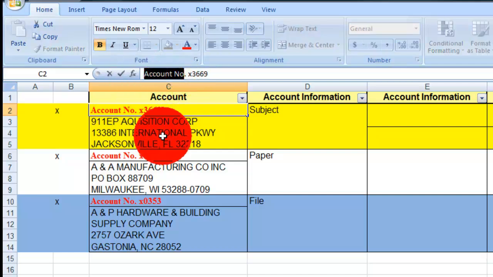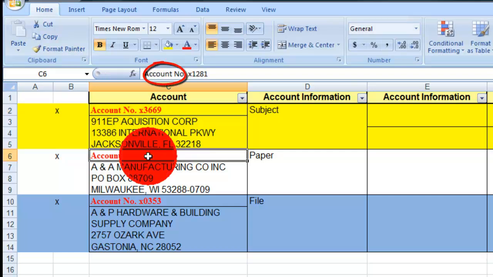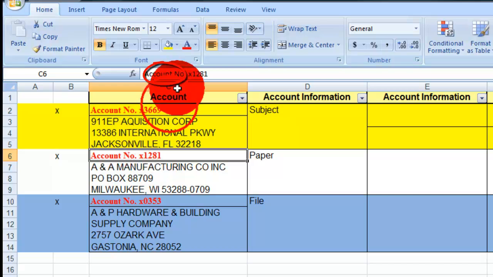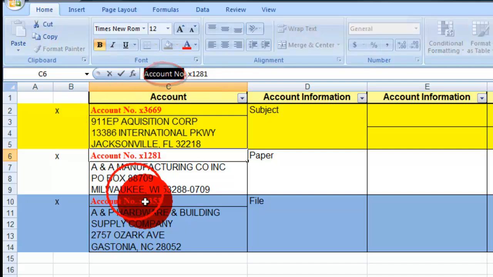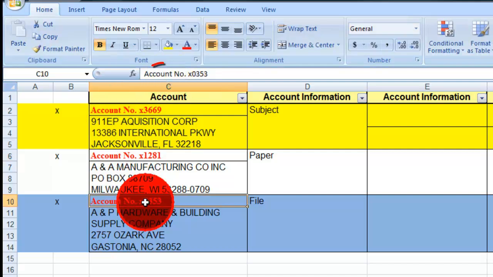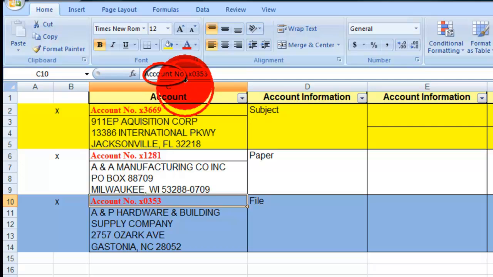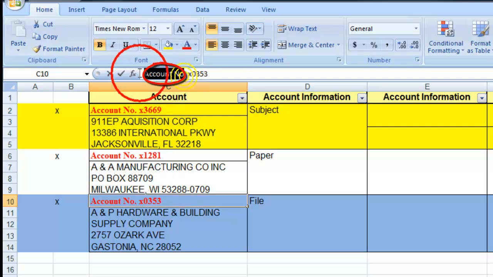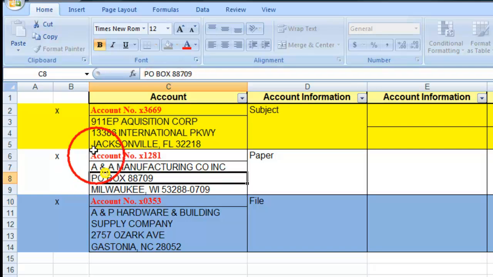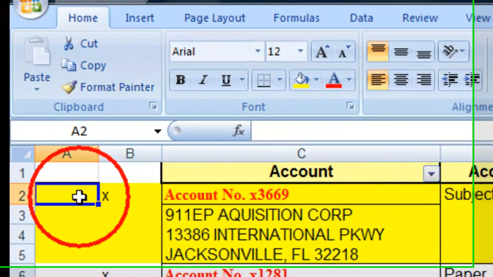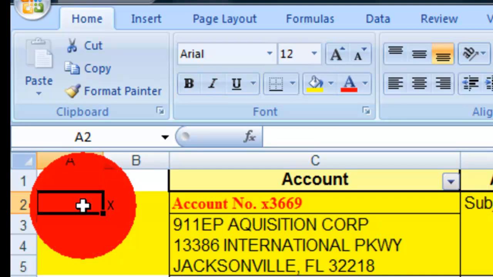Account number 2 also has the left 10 characters "account numbers" when it starts, which is in cell C6. And account number 3 also has the left 10 characters "account numbers" when it starts, and in this case it is cell C10. So now that we know when each account starts, we could go ahead and write this formula.